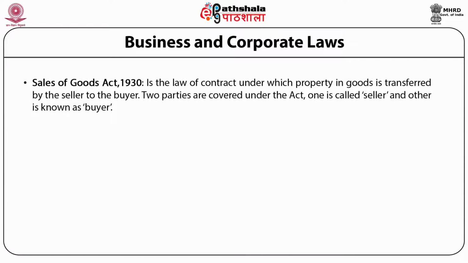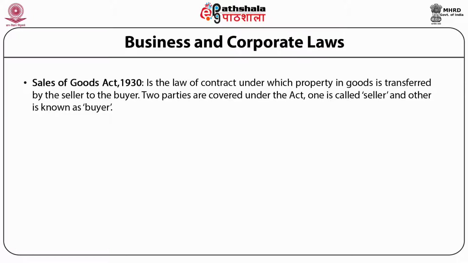Sale of Goods Act 1930. It is a law of contract under which property in goods is transferred by the seller to the buyer. Two parties are covered. One is called the seller and another is the buyer. Consideration for the contract of sale is money paid or promised to be paid.